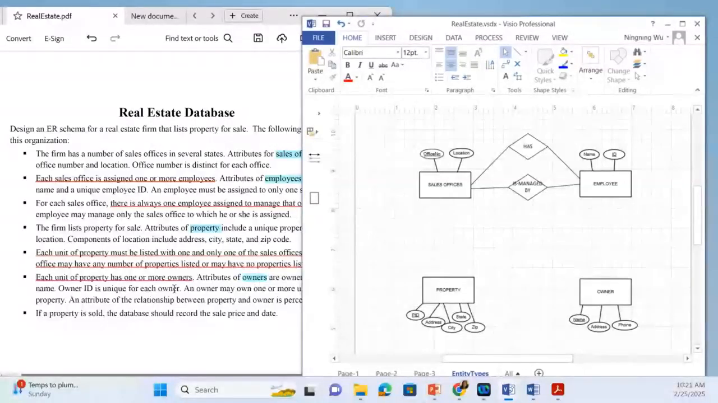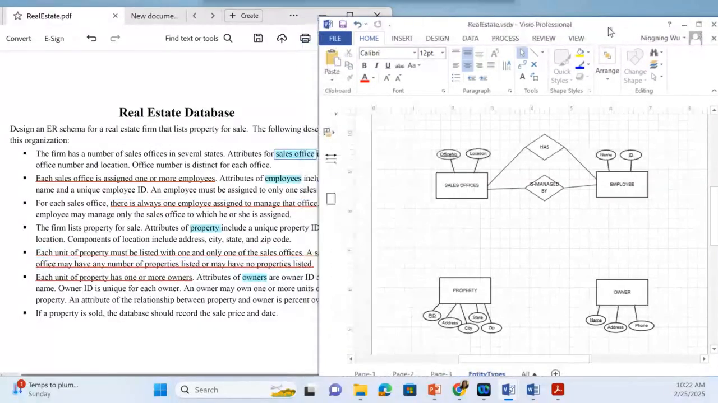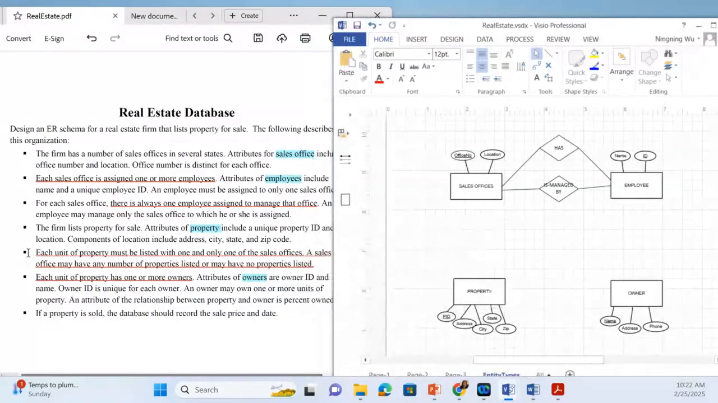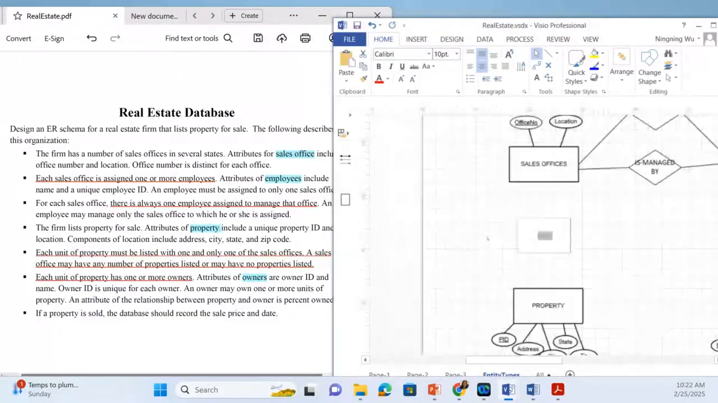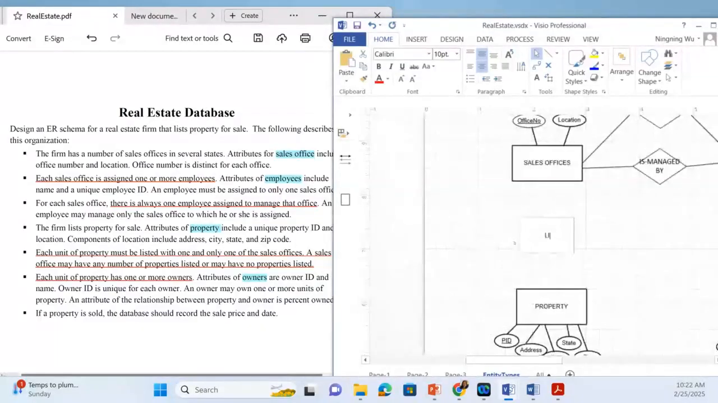Okay, next one. Each unit property must be listed with one and only one sales office. So that usually indicates that between the sales office and the property, we have one relationship to capture which sales office lists the property. Okay, usually list for sale.